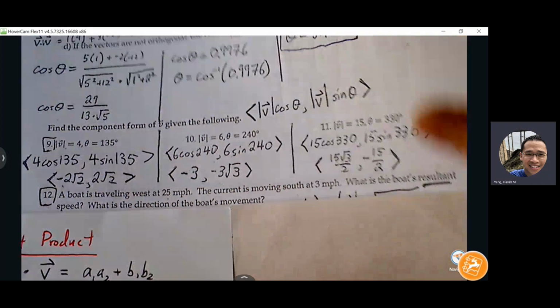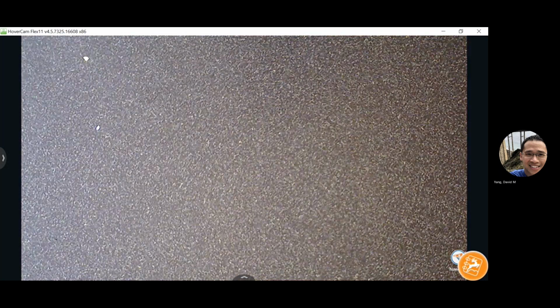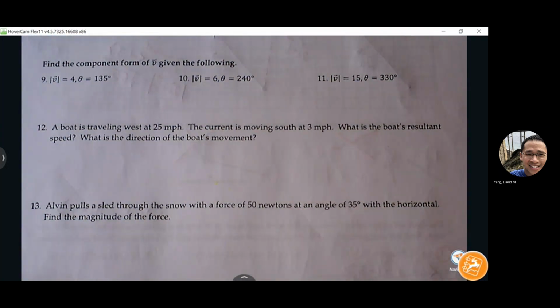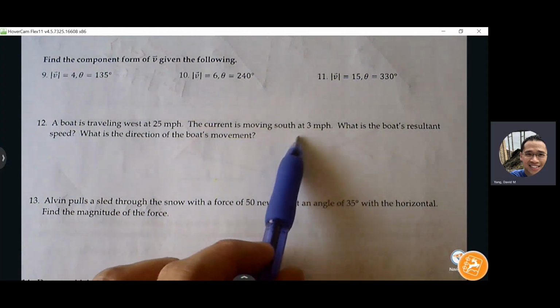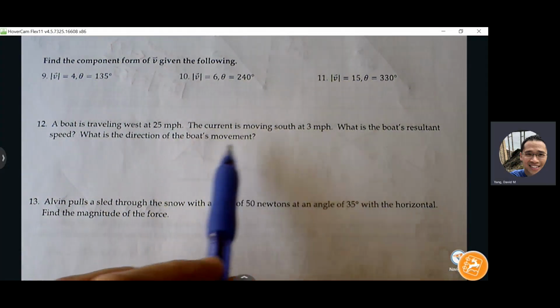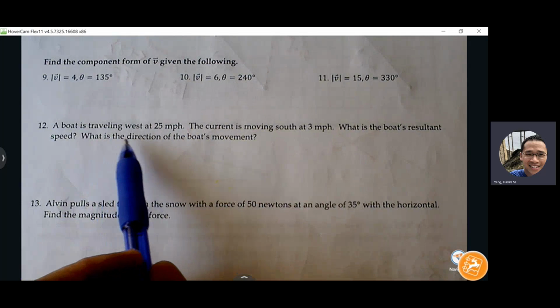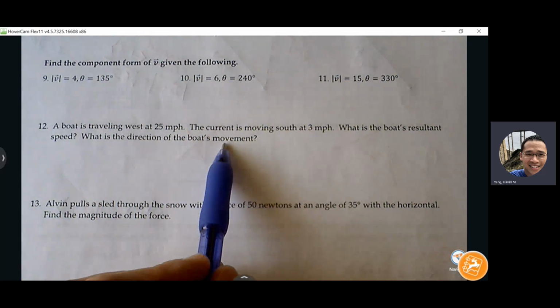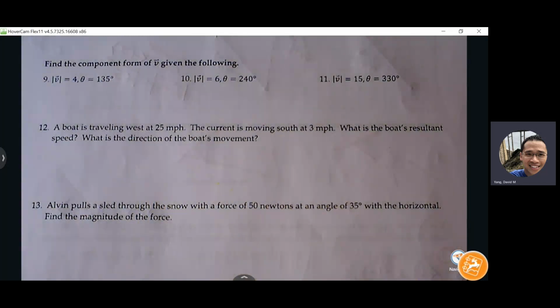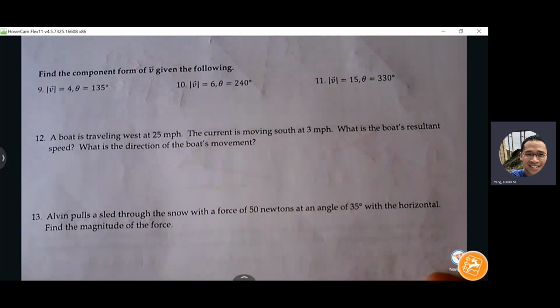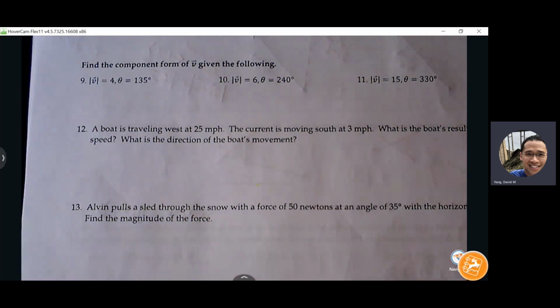Okay, let's walk through 12 together. So 12 says a boat is traveling west at 25 miles per hour. The current is moving south at 3 miles per hour. What is the boat's resultant speed and what's the direction of the boat's movement? So the boat is trying to travel west. The current is pushing us south. We can kind of imagine that those two different directions are going to push the boat in a certain direction.